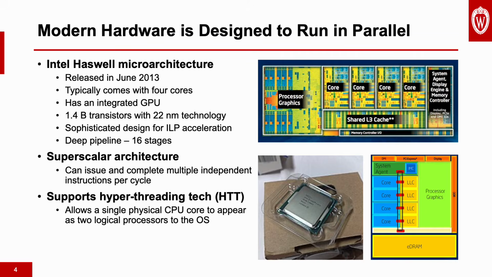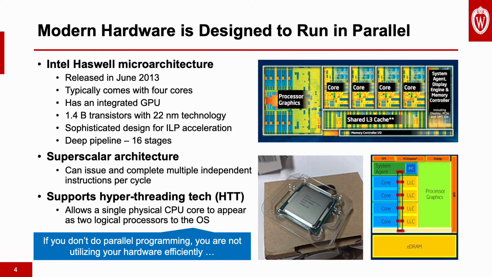More importantly, modern hardware has been designed to run in parallel for performance. For example, here I am showing you an Intel Haswell microarchitecture, which was released in 2013. This architecture typically comes with 4 CPU cores and has an integrated GPU. It is based on the superscalar architecture that can issue and complete multiple independent instructions per cycle. It also supports hyper-threading technology that allows a single physical CPU core to appear as 2 logical processors to the operating system. So, if you don't do parallel programming, you are not utilizing your hardware efficiently.